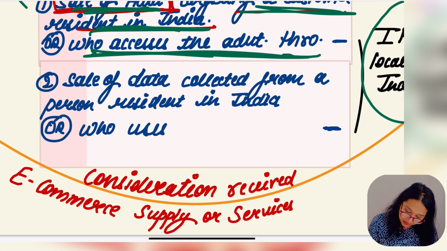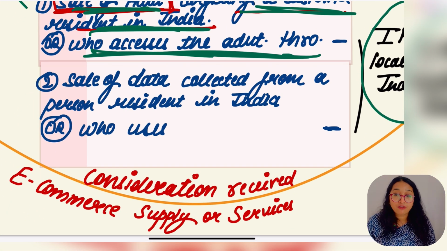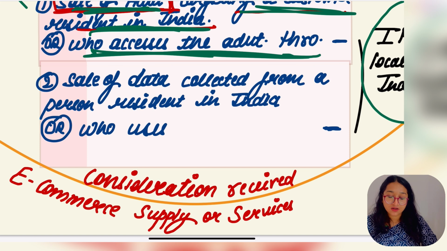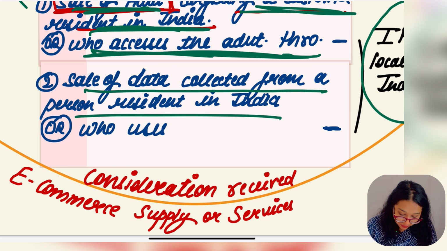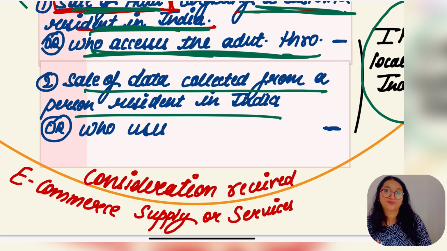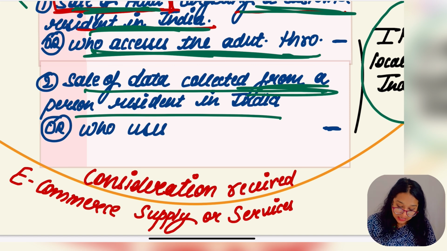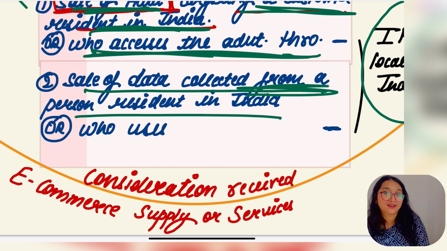Now let's go for the second condition, sale of data. Again, the e-commerce operator, who is also a non-resident, is providing service to a non-resident. For what purpose? Sale of data collected from a person resident in India. He is selling data which is actually collected from residents in India.